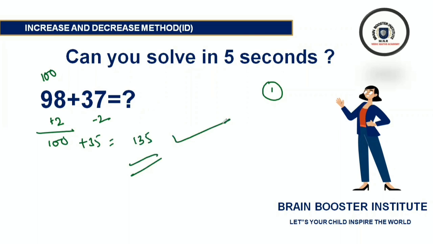Very simple question. You get my point? For example, if I ask you 98 plus 37, you may take more than 5 seconds, adding like this. But no need of adding, just find out which one is the easier number and write the difference. If it is plus 2, then we need to minus 2. If it is minus 2, we need to plus 2 here. Then we can add easily: 100 plus 35 is equal to 135. Let's take one more example now.